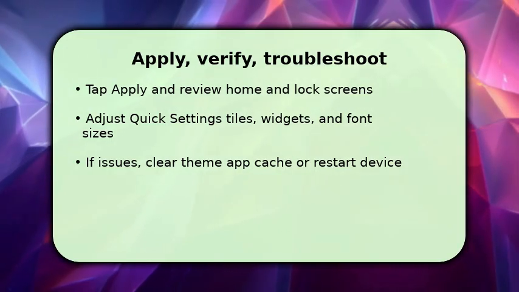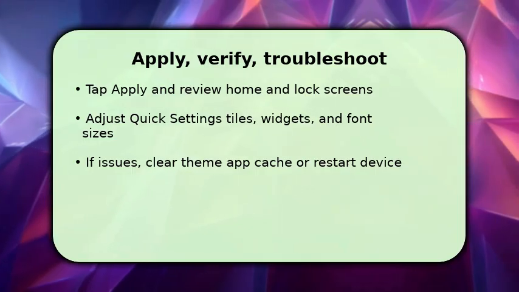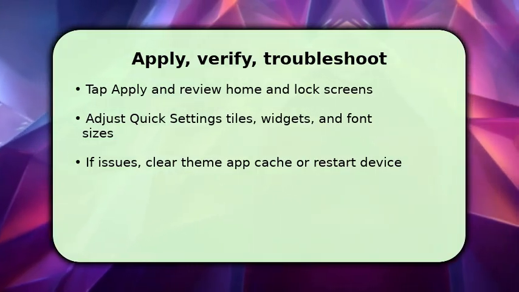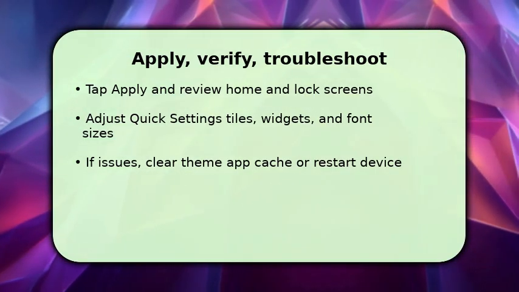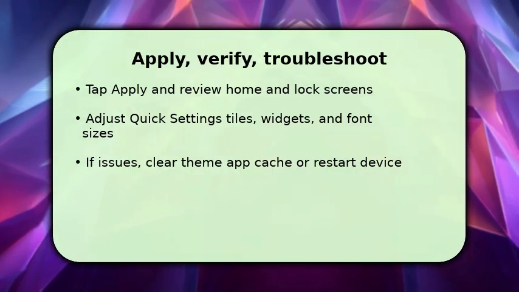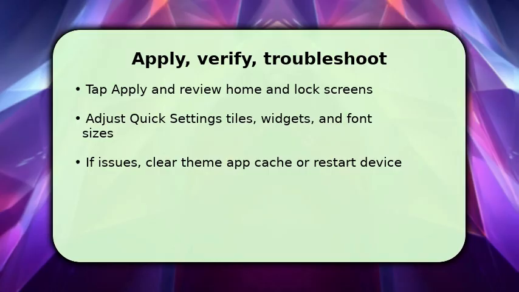If the theme fails to apply, clear the theme or launcher app cache and restart the phone. This often resolves broken icons or partial theme installs. If problems persist, revert to your backup and try a different one.